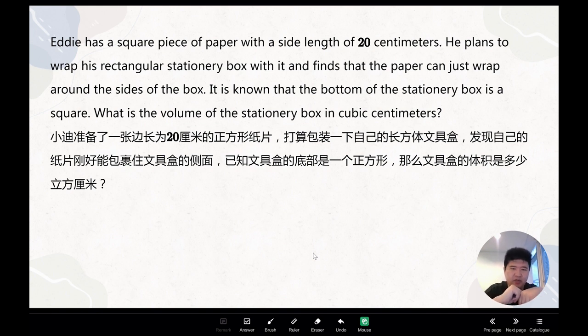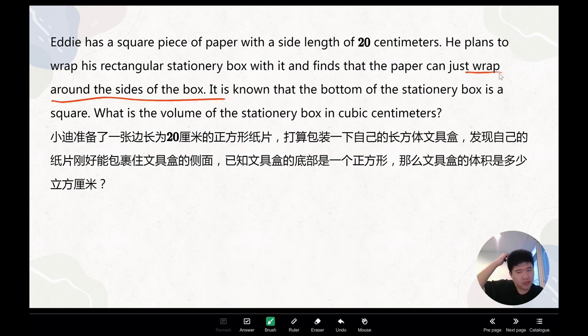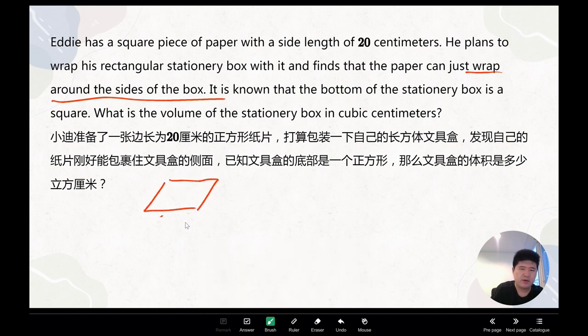我们现在有一张正方形纸片。We just find out it can just wrap around the side of the box. So here it says that the stationery box is a cuboid. But for this cuboid, the bottom part and upper part are squares. So we can just draw this kind of thing.